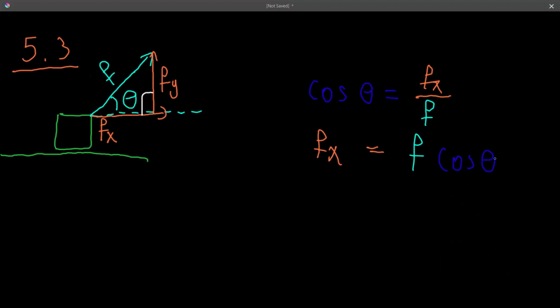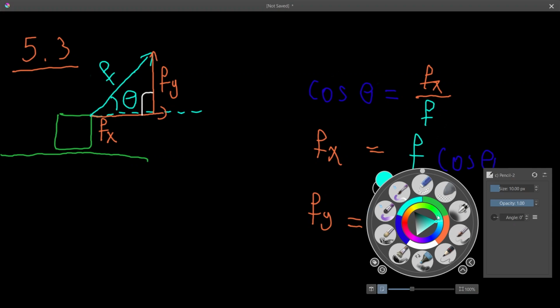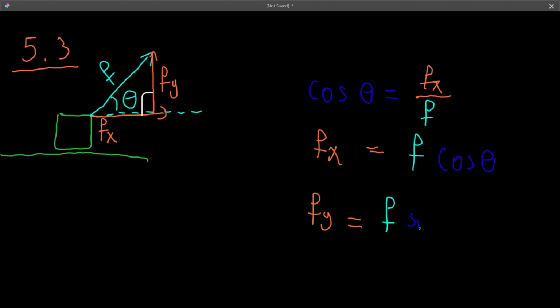Similarly, if you go through the same process for y, except instead of cosine of theta you use sine of theta, you will get that Fy is equal to F sine theta.